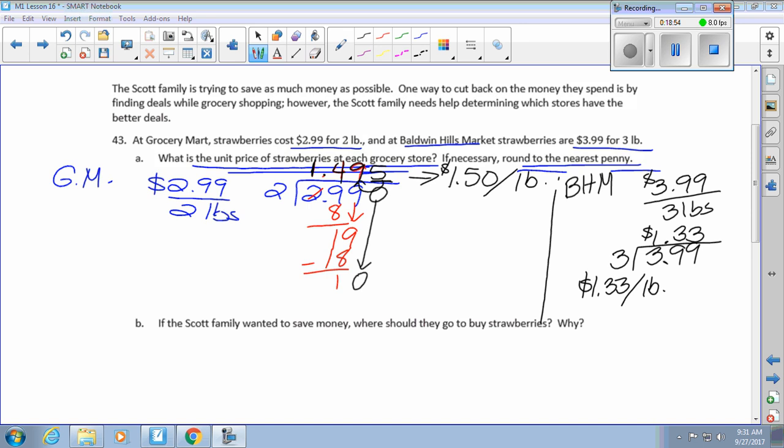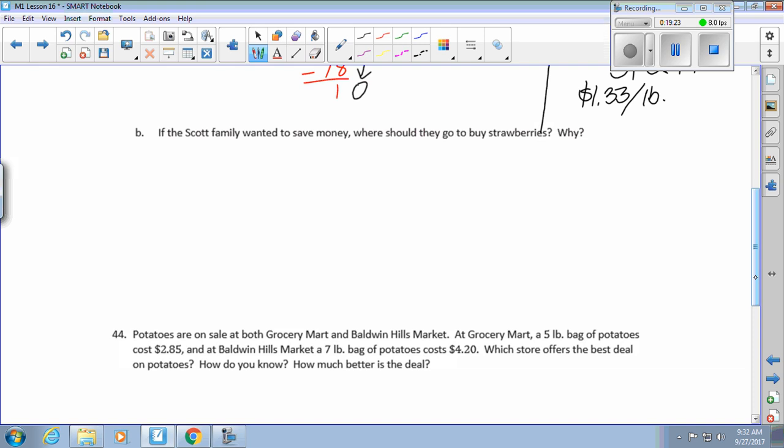If it asked by how much cheaper is it per pound? How much are you saving per pound by going there? 17 cents. Very good. How much would you save if you bought 2 pounds of strawberries? 34 cents. You got it. See, these questions could go in a lot of different directions. So you got to find the unit rate and then use that to figure out the next step. Let's go down to the next problem.